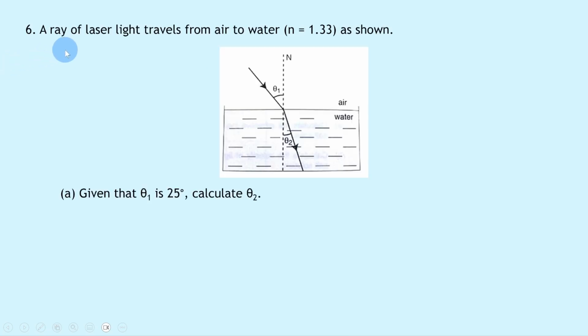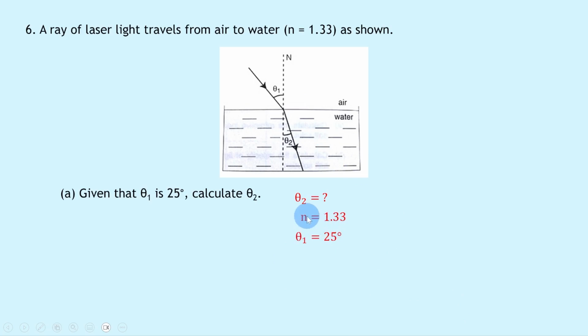Lastly, question 6 says a ray of laser light travels from air to water which has a refractive index N of 1.33 as shown. So there's our air on the top and our water on the bottom, and we're told that this angle is theta 1 for the angle of incidence and theta 2 for the water. And it says in part A, given that theta 1 is 25 degrees, calculate theta 2. So we want the angle of refraction in the denser medium. So writing down what we know from the question, we're trying to find theta 2. We know that N is 1.33 for the denser medium and theta 1 is 25 degrees.